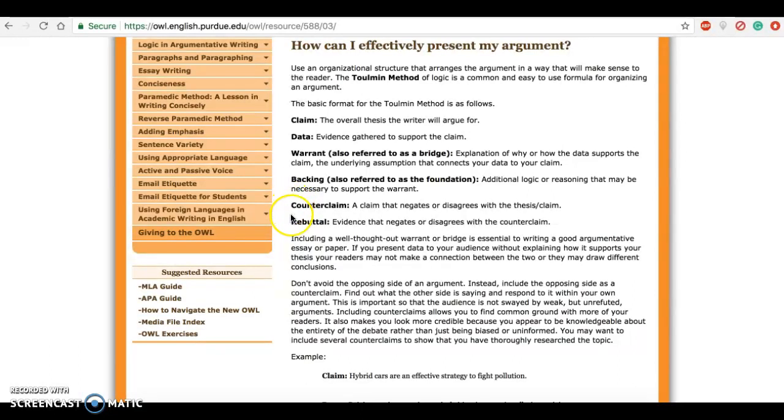Now, as I said before, the counterclaim and the rebuttal are very often kind of coupled together. Essentially, you imagine some sort of argument or claim that someone could promote that would disprove your original claim. And then your rebuttal shows why that's not necessarily true, right? So this is an opportunity for you to think about doubts or questions that people might raise about your claim, or about your data, or about your warrant, or any of that stuff, and be able to handle those before those objections are ever actually raised.